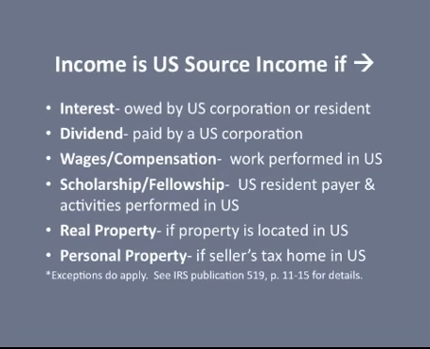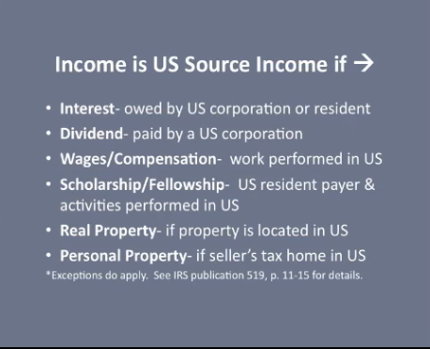How does one know whether their income is U.S. source income? Well, this varies by income type. Here are some examples. Interest is considered U.S. source income if it is owed by a U.S. corporation or a U.S. resident. Dividends are U.S. source income if they are paid by a U.S. corporation. Wages are U.S. source income if the services for which the wages are paid are performed in the United States.